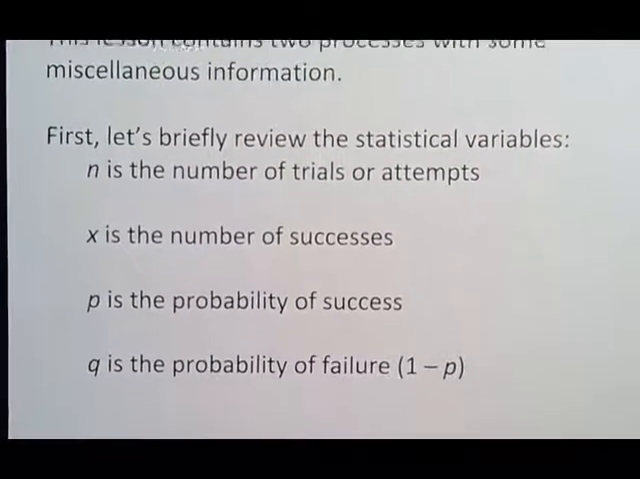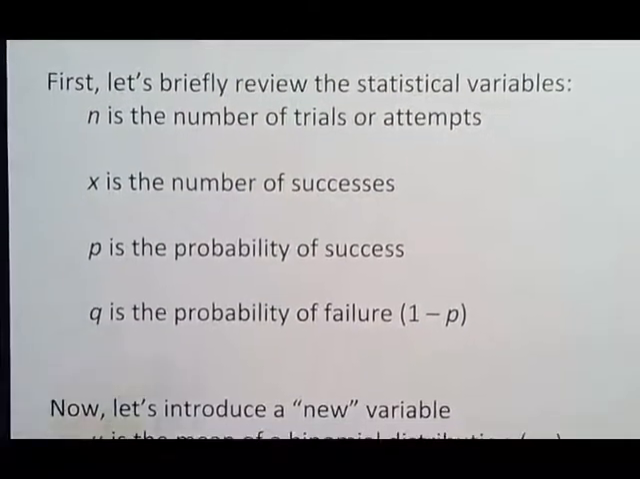First, before we go, let's make sure we review the statistical variables, and I say review because you should have had statistics in Algebra 1. Some of this stuff should be kind of known, but N just represents the number of trials or the number of times you did something. The X, which is usually capitalized, is the number of successes.